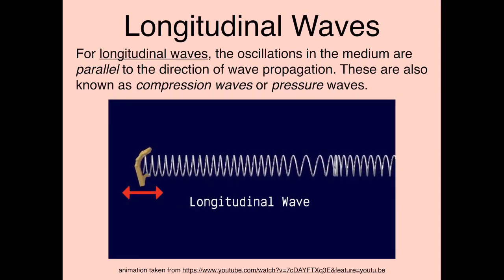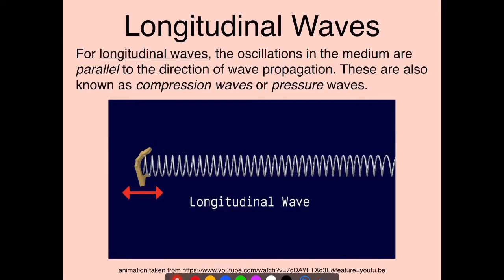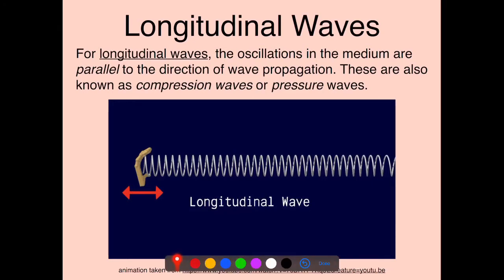Okay, so notice that if you look at any given part of the slinky, it's going to be oscillating from left to right, but the wave itself that's moving through the slinky is moving to the right. So the direction of the oscillations and the direction of the wave propagation are parallel to each other. Unlike before, when we had a transverse wave and they were perpendicular. Now they're parallel. That's what makes a longitudinal wave.